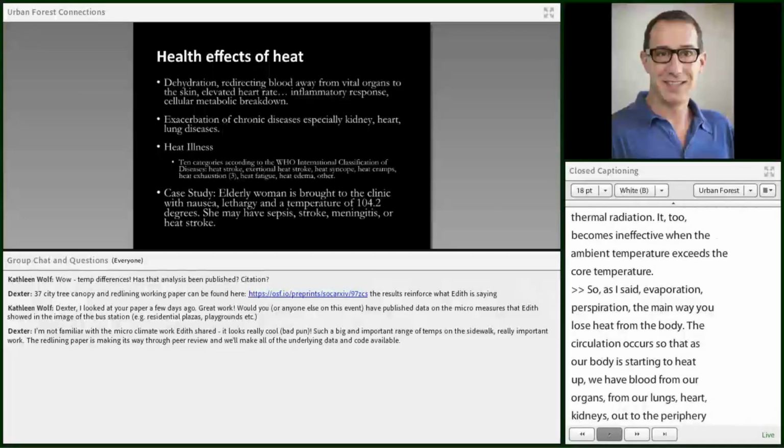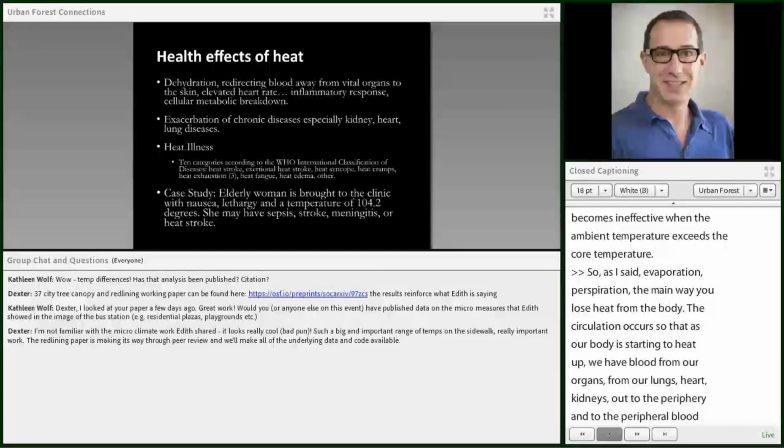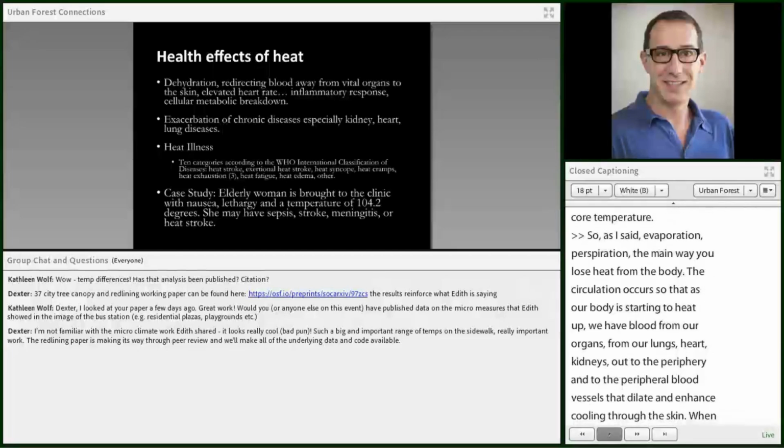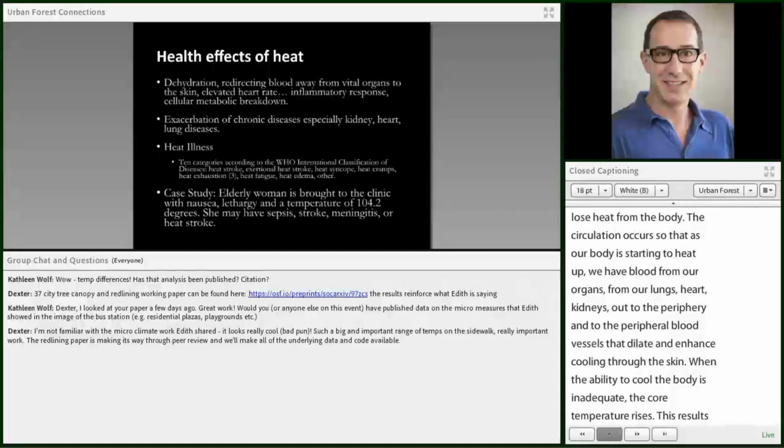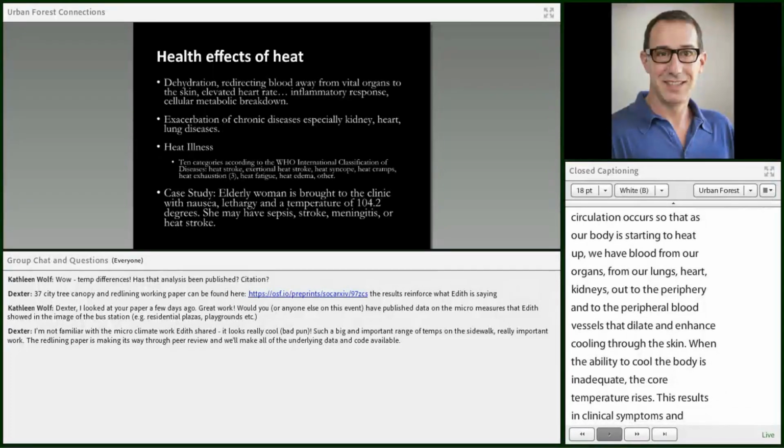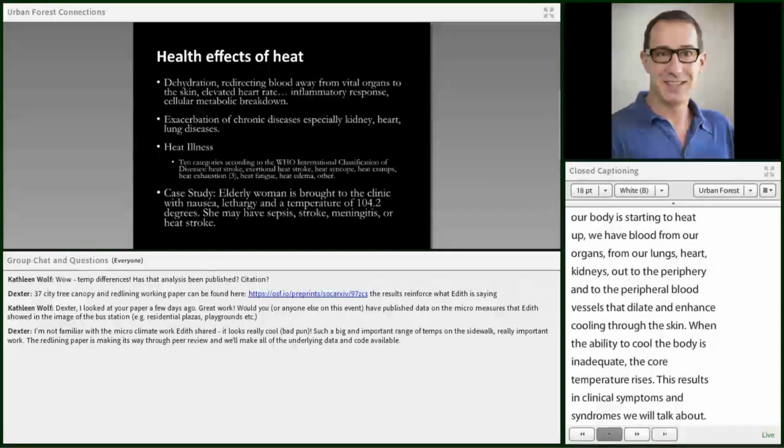When the ability to cool the body is inadequate, the core temperature rises. This results in the clinical symptoms and syndromes that we're going to be talking about. And it does that through a lot of biological pathways, inflammatory responses, cellular breakdown occurs. And it manifests in a few different ways.